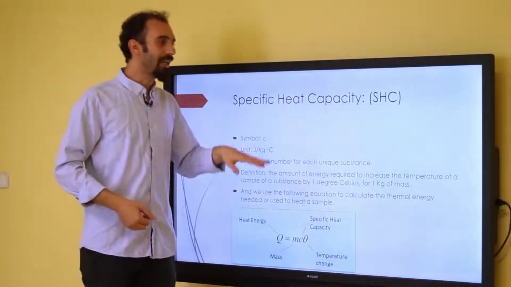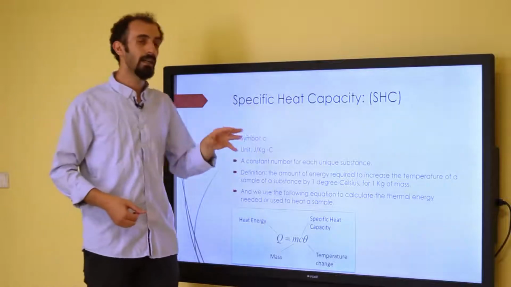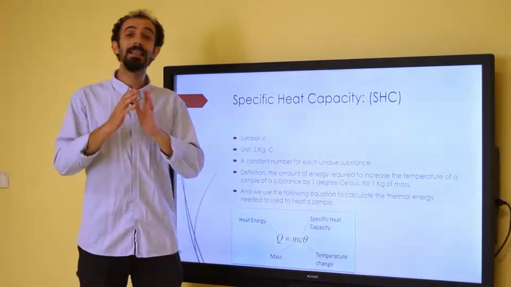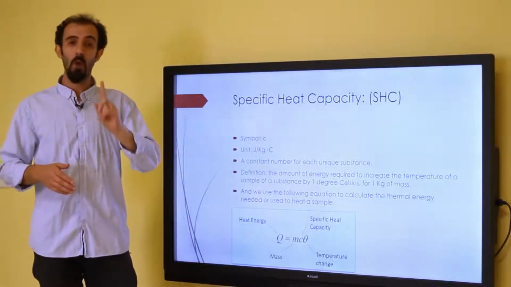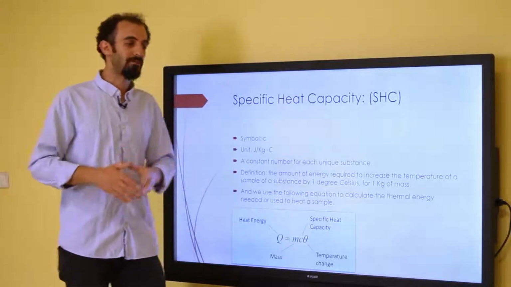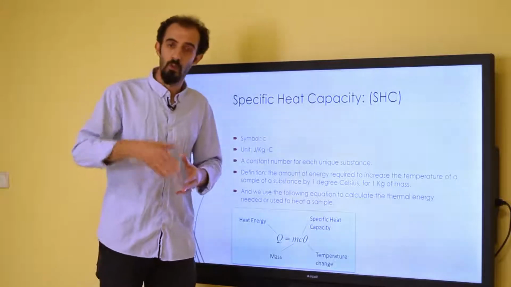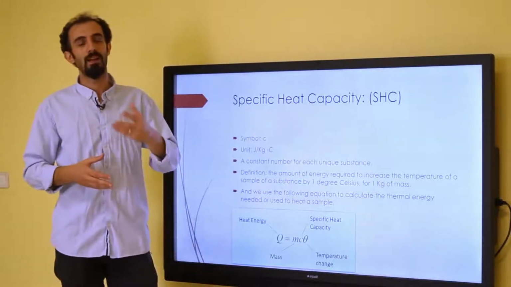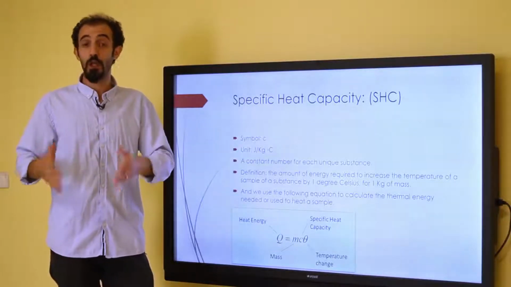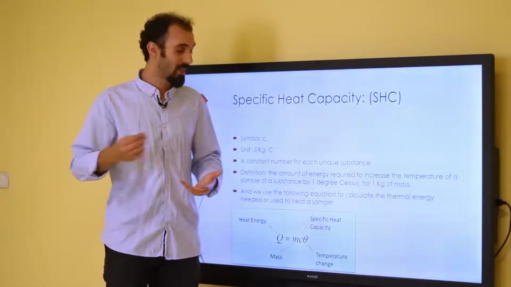Now, the specific heat capacity, or SHC. The specific heat capacity is a measure of how much energy a certain substance needs to increase 1 kilogram of it by 1 degree Celsius. So, for example, water needs a certain amount of energy, and of course from previous classes you do know that we measure energy in joules. So it needs a certain amount of joules to increase 1 kilogram of water by 1 degree Celsius.